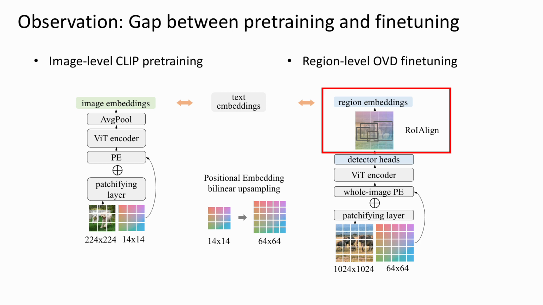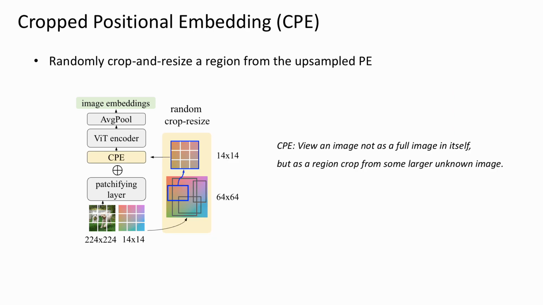When we look at the last layer where the region crop happens on the feature map, we can observe the positional embedding information is also being cropped, and so each region embedding will contain only the partial positional embedding information. However, this is different to the pre-training because the ViT encoder in pre-training has always seen the full image positional embedding instead of the cropped one. To bridge this gap, we propose cropped positional embedding, or CPE, in our pre-training. For each image, we upsample the positional embeddings into a larger size and randomly crop and resize a region into the original 14 by 14 shape PE.